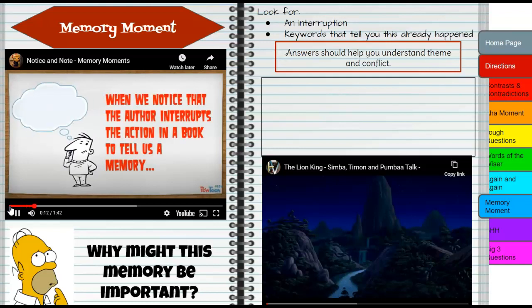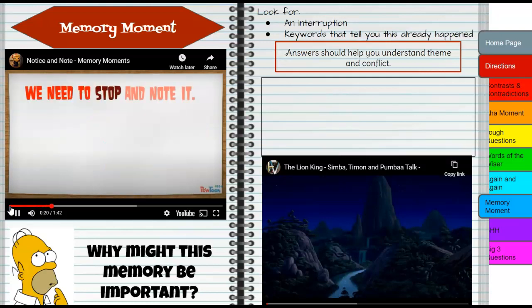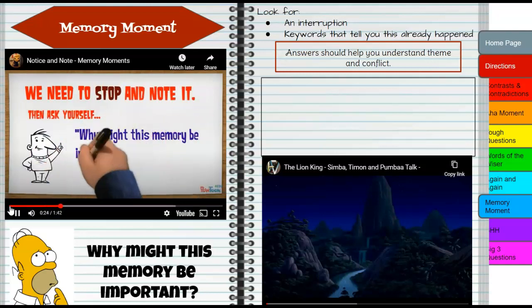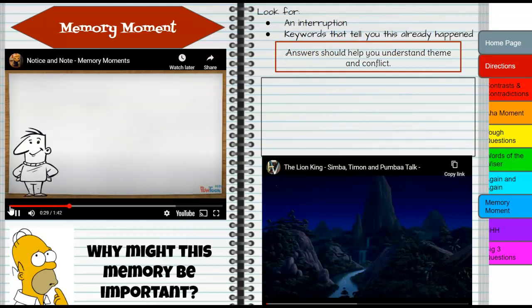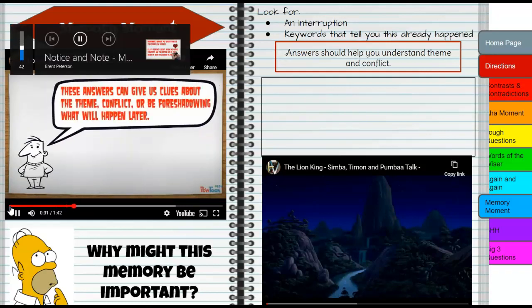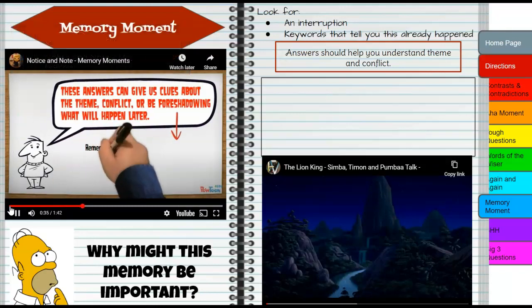So, memory moments. When we notice that the author interrupts the action in a book to tell us about a memory, we need to stop and note it. And then ask yourself, why might this memory be important? These answers can give us clues about the theme, conflict, or be foreshadowing what will happen later.